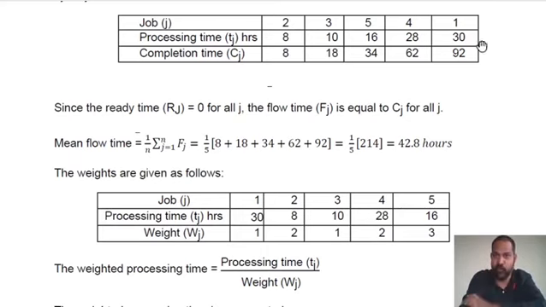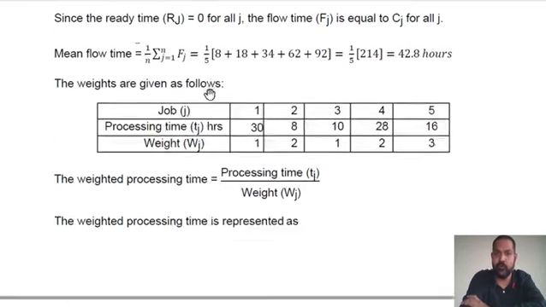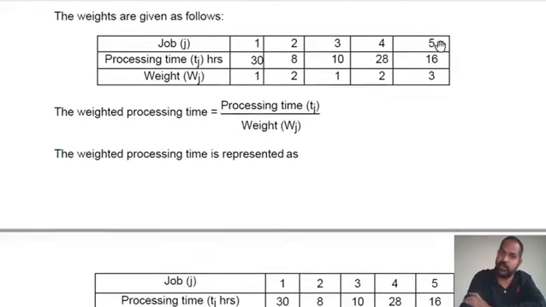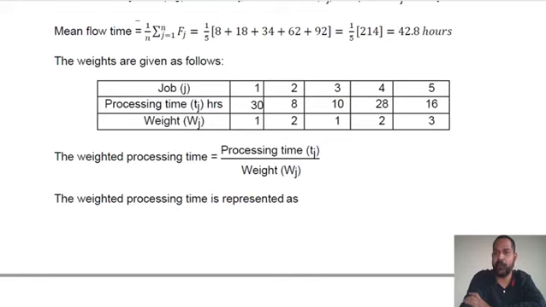Processing times and the flow 92. In total, the mean flow time is going to be the sum of all the flows divided by 5. The sum of all the flows is 214, divided by 5 is 42.8. That's your answer. The mean flow time of these jobs is 42.8 hours. That is where I said the first part of the question comes to an end. The second part, I don't know why they've put it, is extremely painful.